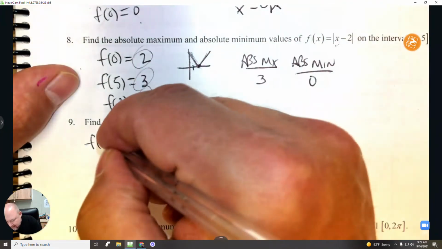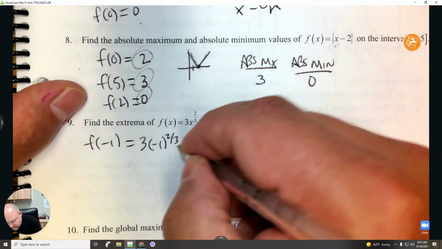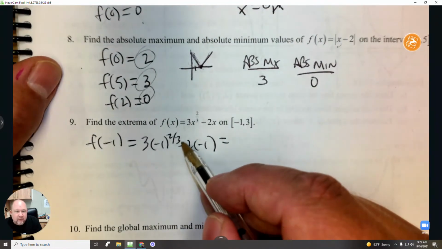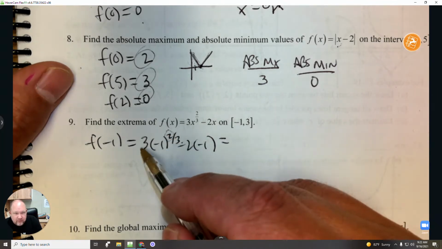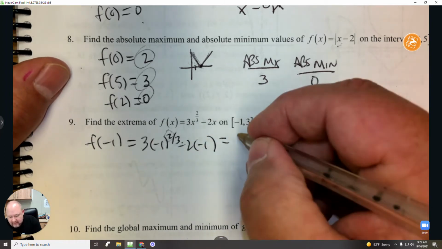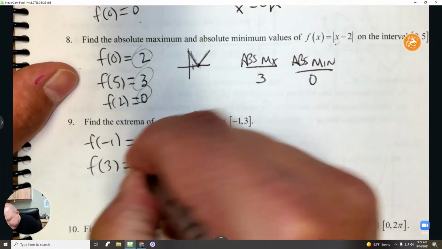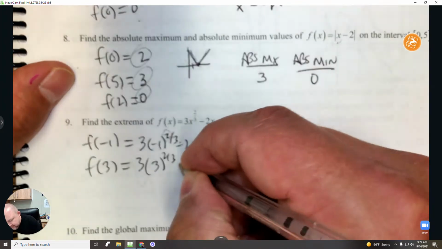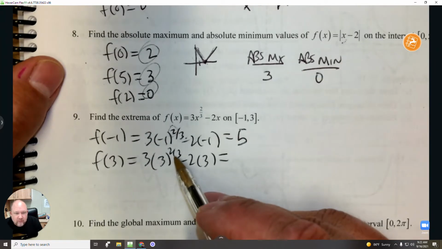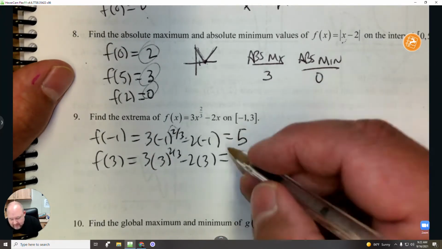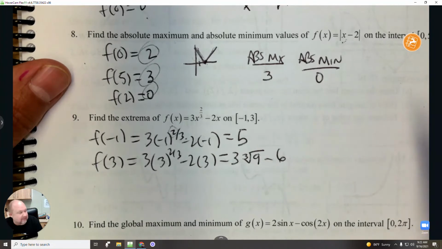Step number 1, plug in -1. Just so you know, the cube root of -1 is negative, but when you square it, it's going to become +1. So 3 times 1, and negative times the negative, this is 5. Plug in 3. So this, the cube root of 3 squared, or the cube root of 9. So it's 3 times the cube root of 9 minus 6.